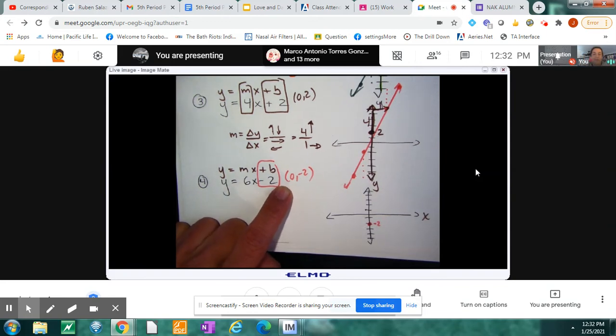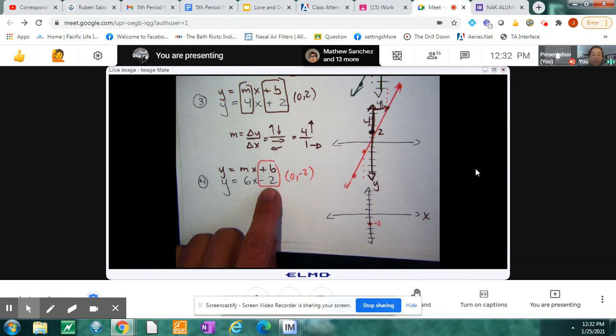All right, because sometimes the test will say, what's your y-intercept on this? And kids are going to put negative 2. It's actually 0, comma, negative 2. All right, 0, comma, negative 2. Now what do we do?